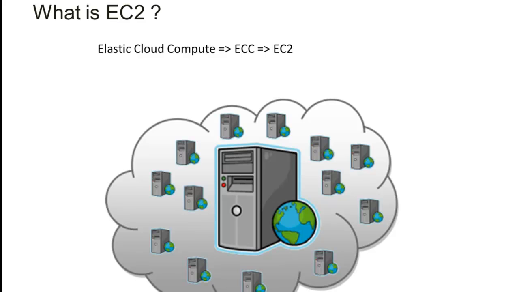Now, what is EC2 exactly? The name EC2 comes from Elastic Cloud Compute. Why it is elastic, I will explain. It is in the cloud and it is used for providing computing resources. That is why it is called compute. Elastic Cloud Compute is called ECC, and in short form they call it EC square or EC2. So, basically EC2 becomes Elastic Cloud Computing.